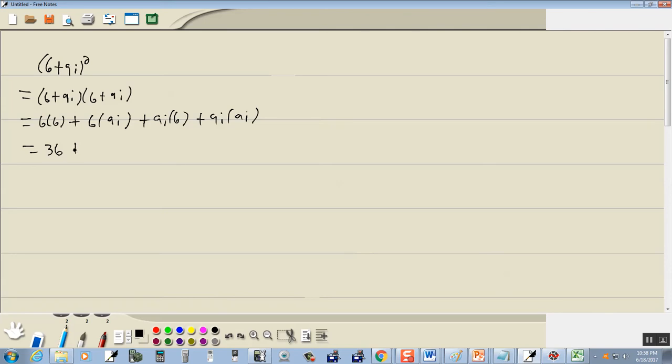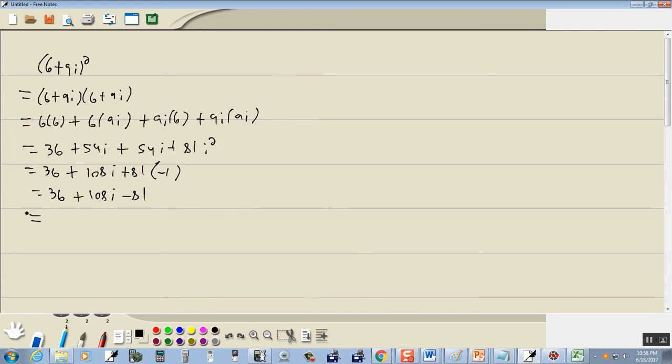6 times 9i gives us 54i. 9i times 6 is 54i. 9 times 9 is 81, and i times i is i squared. So we got 54 plus 54 is 108i, plus 81, and we replace the i squared with negative 1. So we'll have 36 plus 108i minus 81.